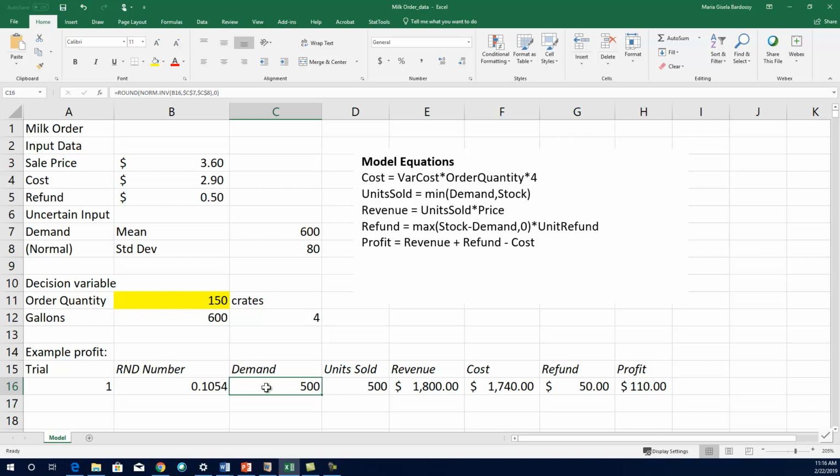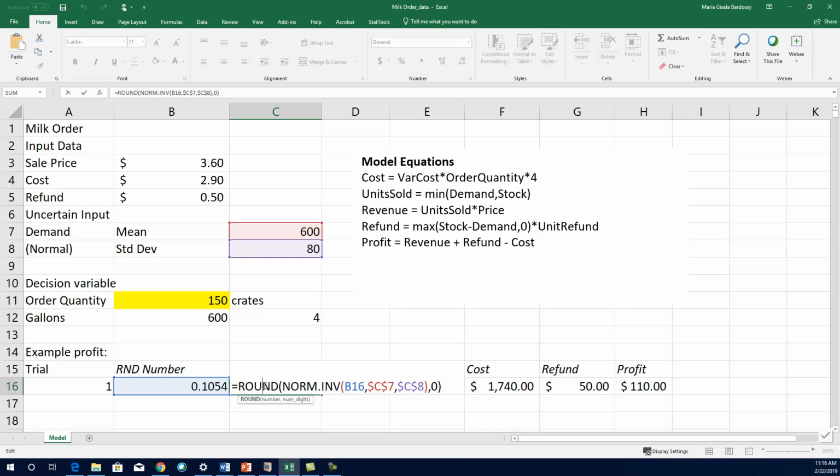I am using the function that I mentioned earlier. I'm using the random number generator to generate a probability, and then I'm using the norm inverse function to generate an actual demand value, okay? I'm also putting that function within this other function in Excel called round, and the purpose is to round my demand to a discrete value because I'm talking about gallons of milk and I cannot have a fractional demand. So for that reason, I just round those values.